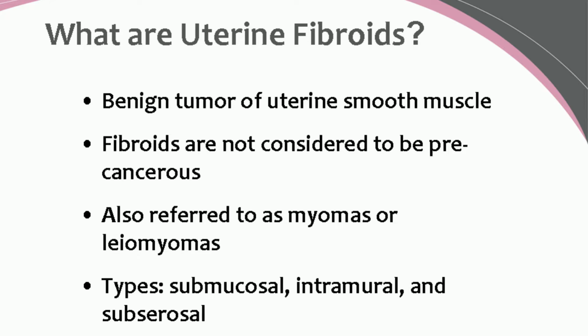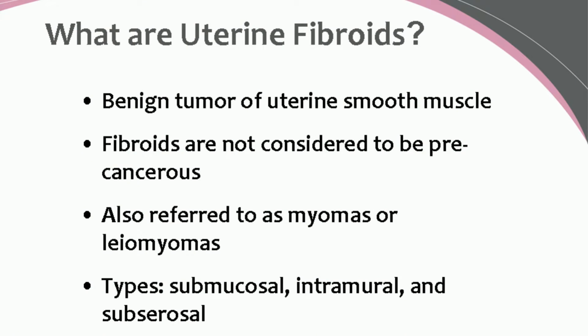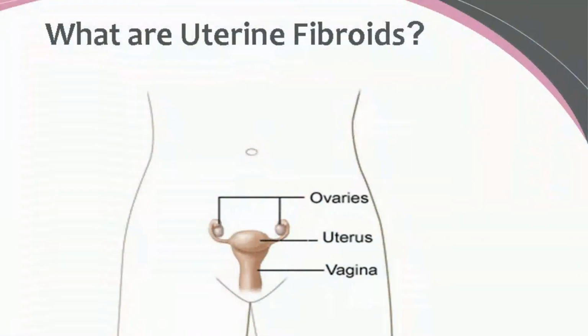So what are uterine fibroids? They are benign tumors of the uterine smooth muscle. They are not considered to be cancer. Even though they're called a tumor, they never become malignant. They're referred to as myomas or leiomyomas. That's the technical term. There are different types: submucosal, intramural, and subserosal. And I'm going to go into detail about the different types of fibroids.